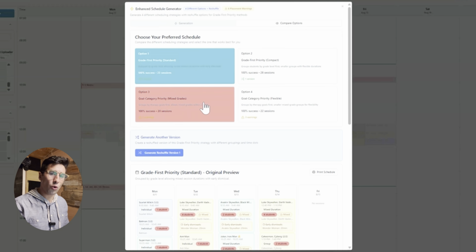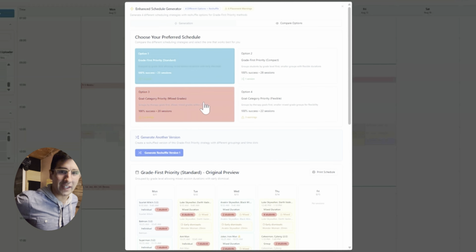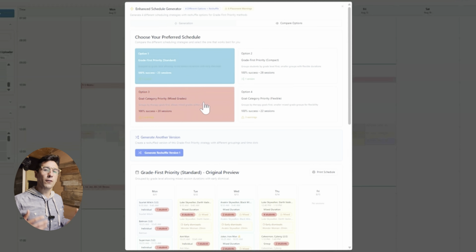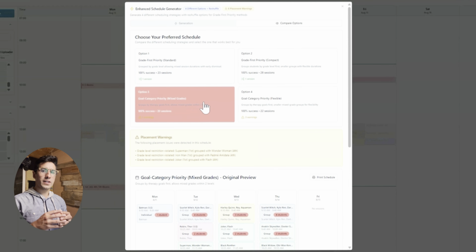Now, here's the cool thing, and this is something that I'm really going to look forward to when I get back to school. And that's the goal category priority, meaning we are now grouping students based off of their goal. We're not grouping students based off of their grade level per se. And the way that this scheduler works is that it will schedule students within 2 grade levels of each other.